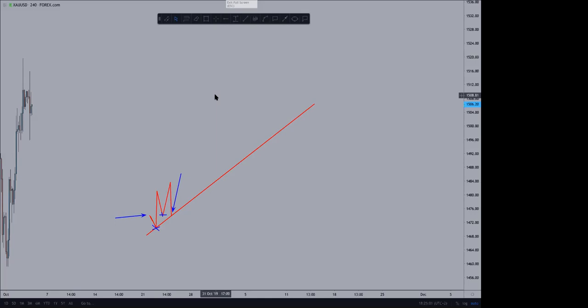Perfect. The second high is not always on the same level. This time you can see it's higher, but it's also possible it's lower or exactly on the same level. So the important things are the first leg, the middle, and where the last leg will finish. Okay, perfect. So let's continue.